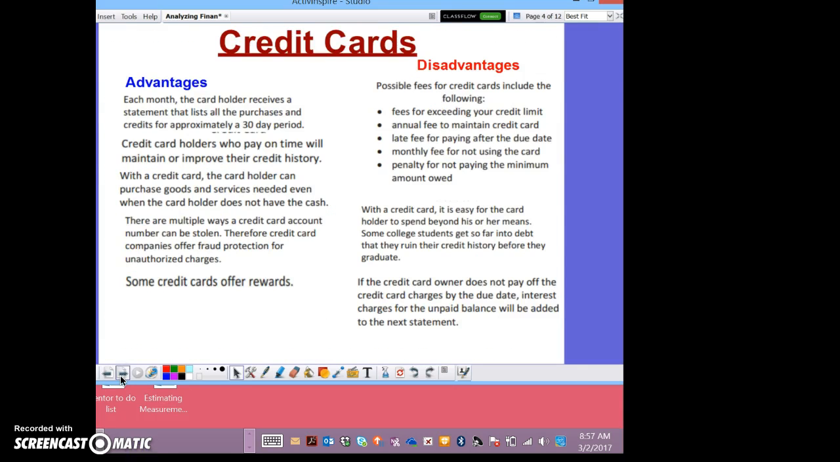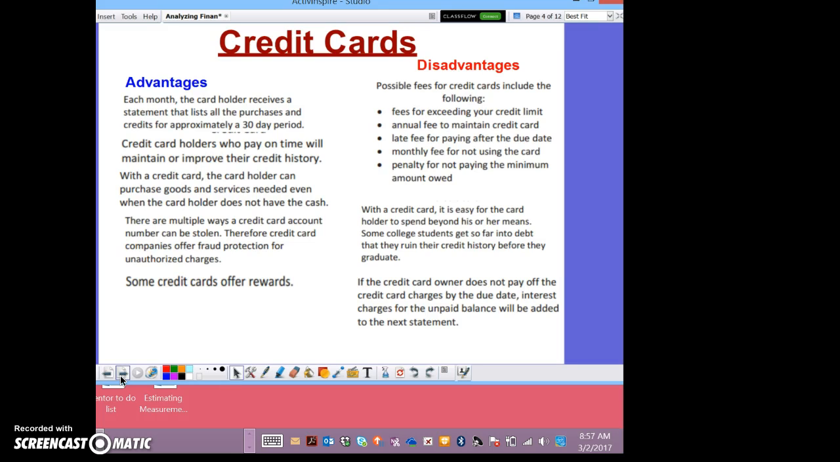So here are some advantages and disadvantages of credit cards. So advantages, you receive a statement every month that has a very itemized list of every single purchase, where you purchased it, how much it was for. It's a really good way to basically just keep track of your spending habits and to check for fraudulent charges. Credit card holders who pay on time maintain or improve their credit history. As you get older and out there in the financial world, you're going to realize that your credit score and your credit history affects a lot of the decisions that you want to make.